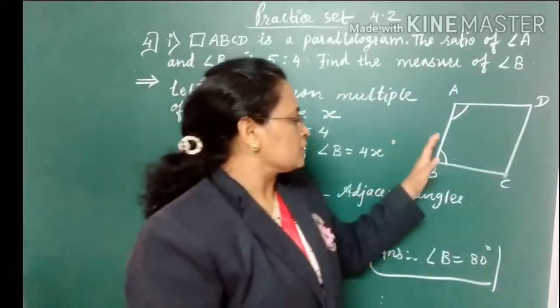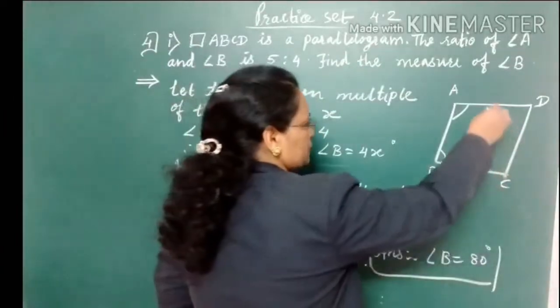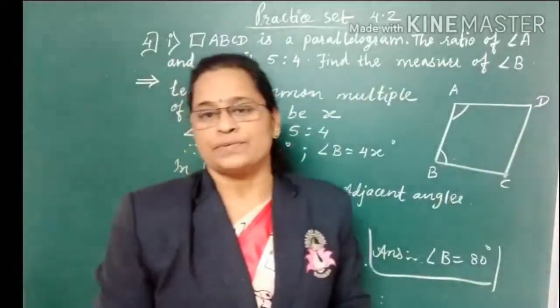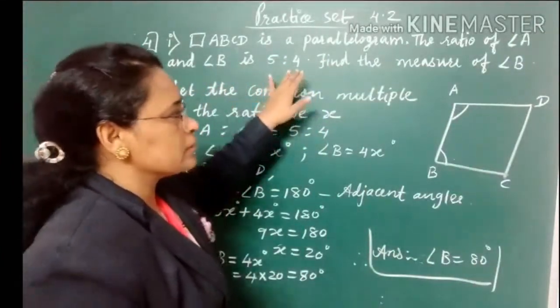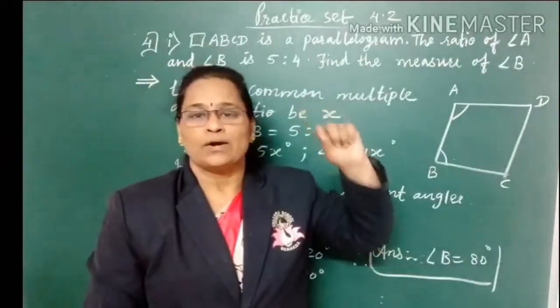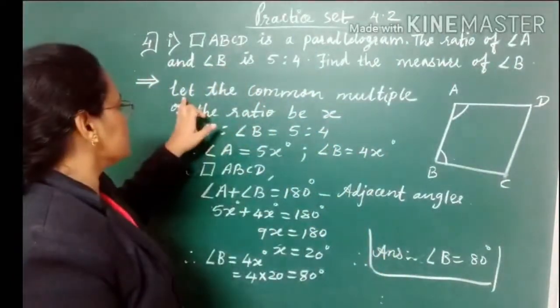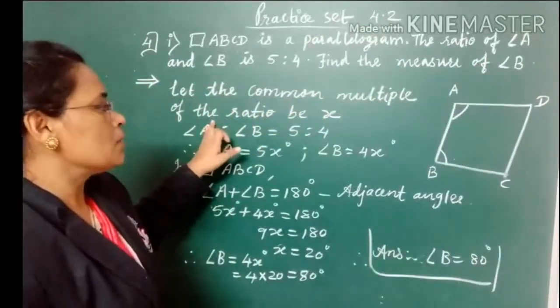They are adjacent angles of the parallelogram, or you can see that the opposite sides of the parallelogram are parallel, therefore they are interior angles also, we can say. So here first of all the ratio is given of the two angles. So let's consider the common multiple of the ratio to be x. The first sentence you always write is: let the common multiple of the ratio be x.